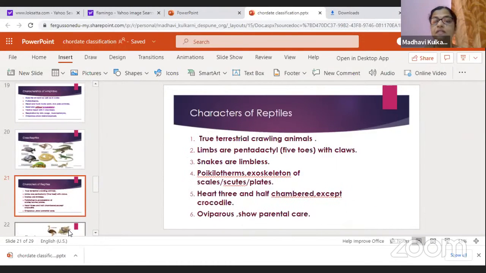We'll study the characters of reptiles now. They are the first true terrestrial animals. Why are they true terrestrial animals?